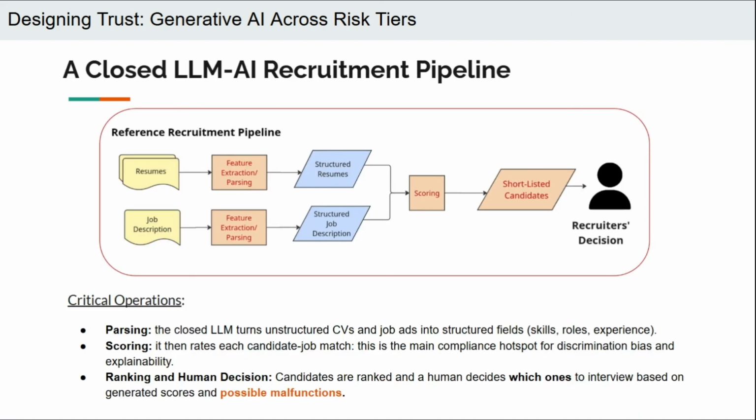And we do so through the lenses of our recruitment pipeline, where we have different resumes and a job description, and we want to align the resumes to the job description and discover which are the candidates that are more suitable to the job, and then should be interviewed by a human recruiter. However, we inject in this pipeline, in the parsing operation and in the scoring operation, a closed LLM. And you can understand that the use of a closed LLM can impact the overall compliance because of the opacity of the system and the lack of interpretability of outputs.